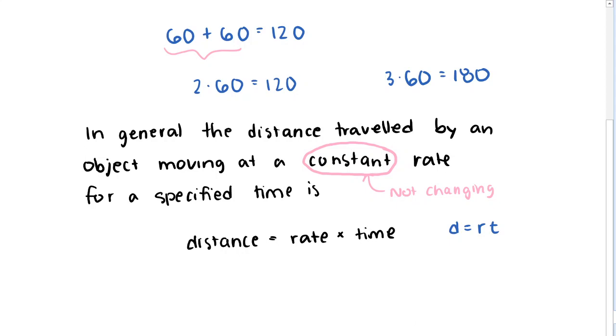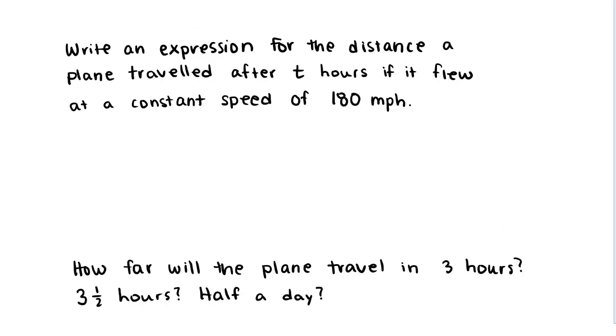Right, and remember that for multiplication between two variables, sometimes we'll just leave that operation out and put the two variables side by side. Because there's no operation between those two variables, that means they're being multiplied. So I have an example here where we can use this idea of distance is equal to rate times time. Here we're asked to write an expression for the distance a plane traveled after t hours if that plane flew at a constant speed of 180 miles per hour. So what this is saying is that this constant speed of 180 miles per hour is our rate.